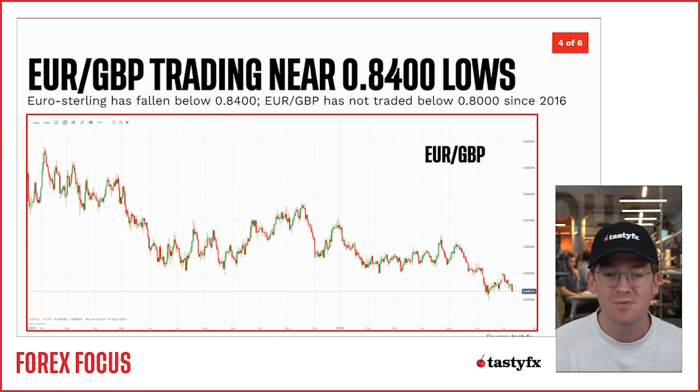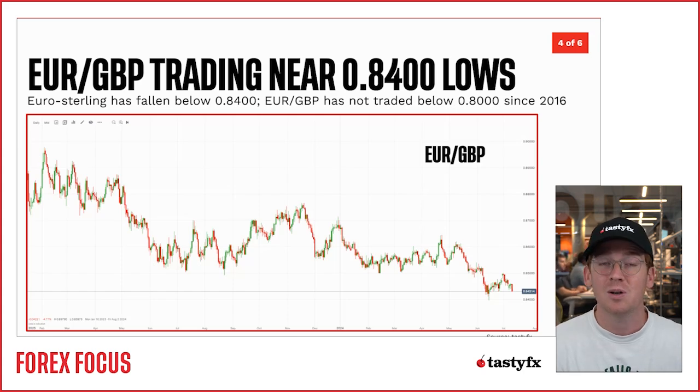You can see 84 is around the low for the last year or so of trading, but 80 even is the low since 2016. What was going on in 2016? Well, that was the Brexit fallout, right? So that was when the pound was really getting hit on all fronts. Really interesting territory in this pair.